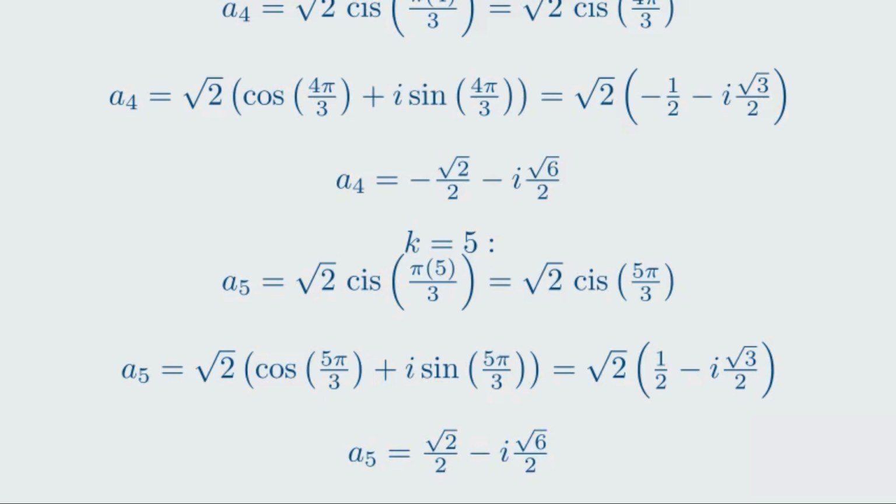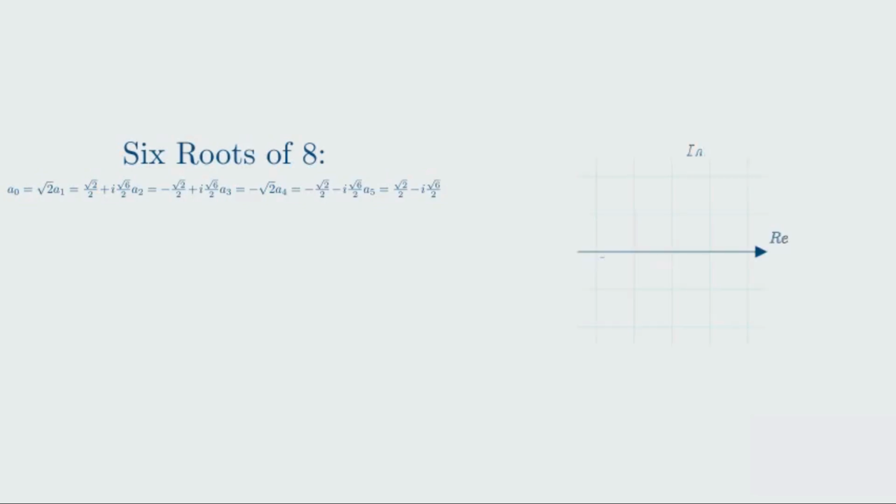Here are the 6 roots we found. Let's plot these on the complex plane. Each root has a magnitude of the square root of 2, so they all lie on a circle centered at the origin with a radius of the square root of 2. The roots are evenly spaced around this circle. The angles are 0, pi over 3, 2 pi over 3, pi, 4 pi over 3, and 5 pi over 3. Notice how they form the vertices of a regular hexagon.